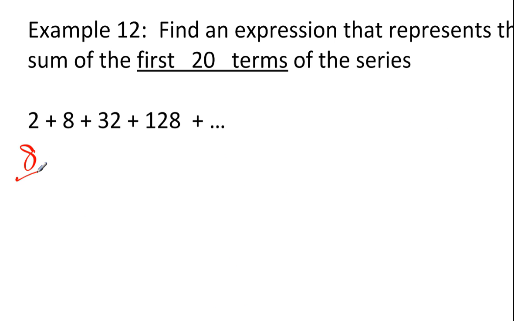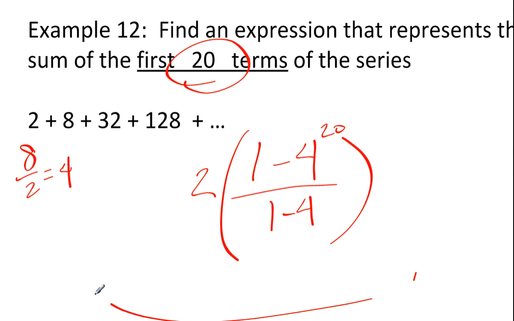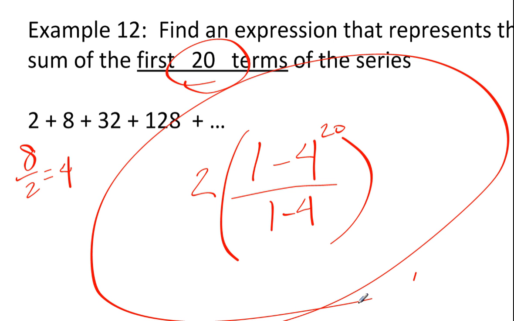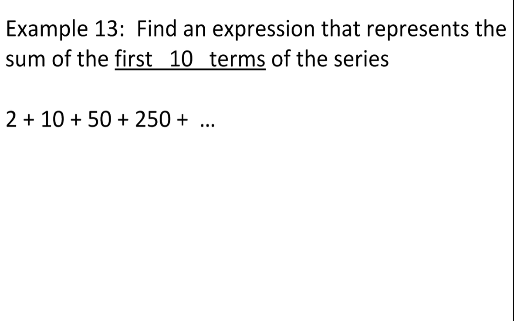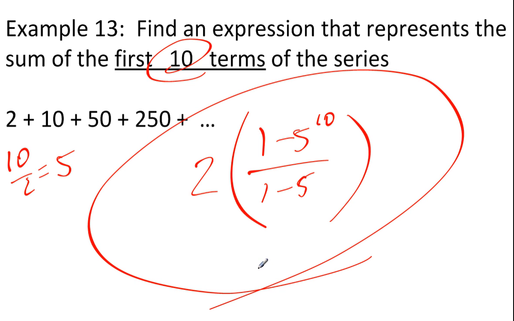Alright, so 8 over 2 is going to give me a ratio of 4. So my first thing, 1 minus that ratio of 4 to the 20th power all over 1 minus 4. Yeah, they look ugly, but they're not that bad. 10 over 2 is going to give me a ratio of 5, so my first one, 2, 1 minus 5 to my 10th power, all over 1 minus 5. Yeah, that's really all it is.